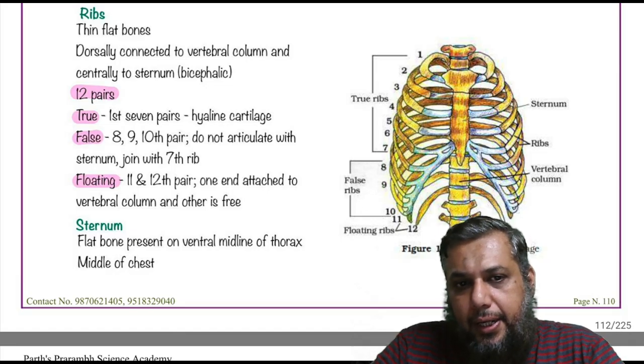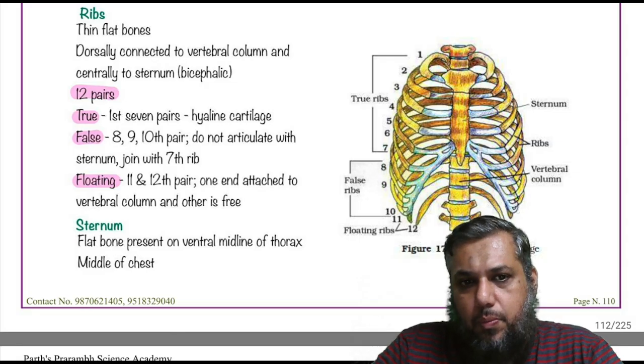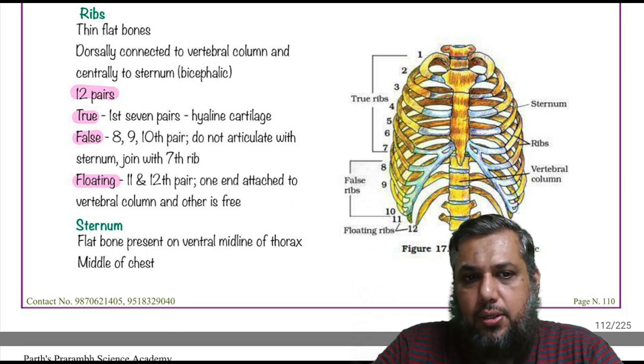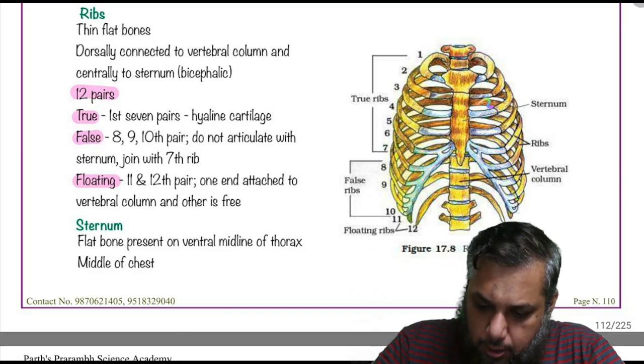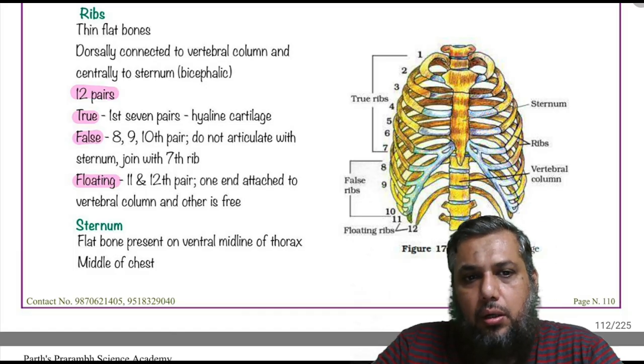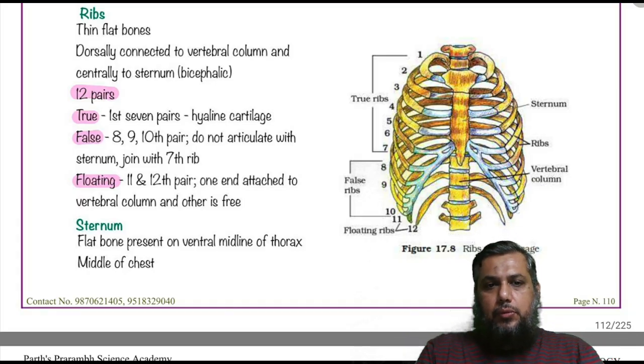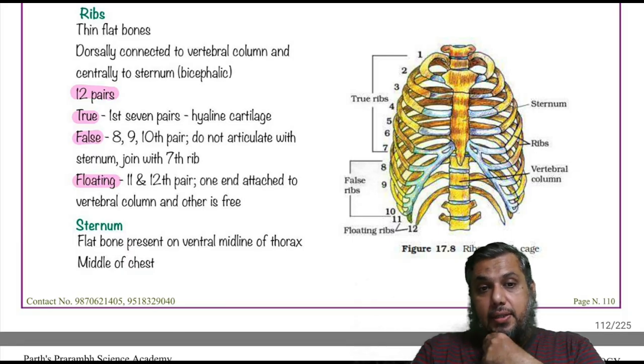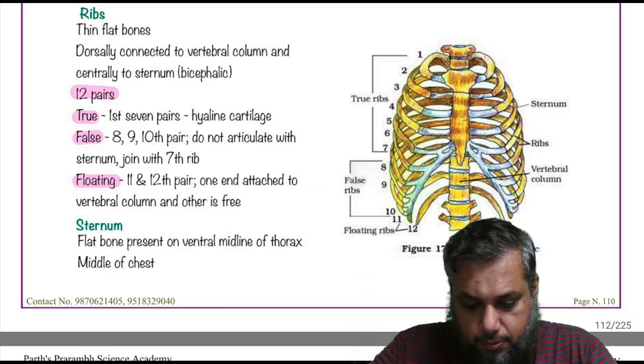The 8th, 9th, and 10th pair of ribs do not directly articulate with the sternum, but they articulate via the costal cartilage of the 7th rib. This white part that you see here is the costal cartilage. Whereas the 11th and the 12th pair of ribs are not connected to the sternum at all. That is why they are called the floating ribs.